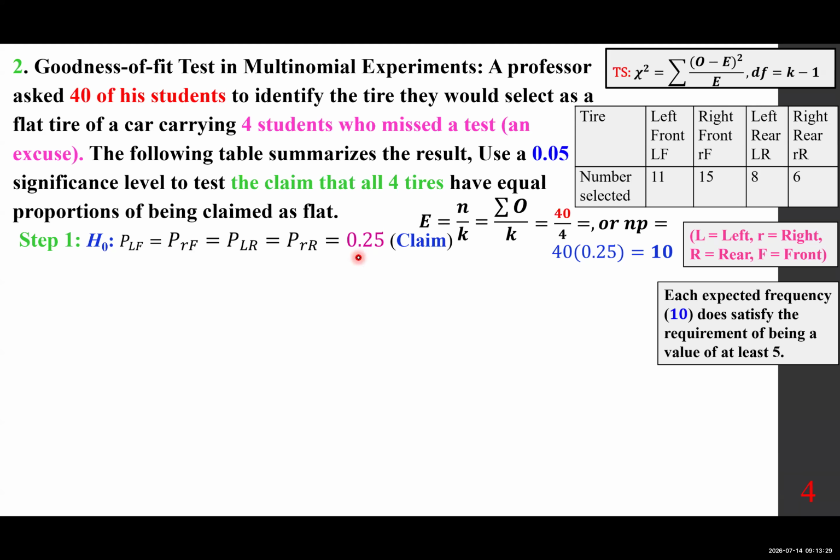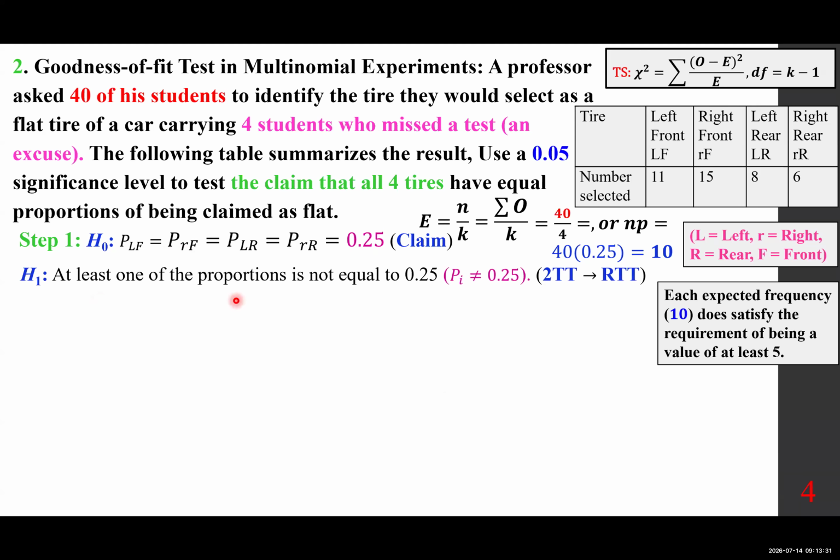H1: at least one of them is different. At least one of the proportions or probabilities is not equal to 0.25. P sub i is not equal to 0.25, which makes it a two-tailed test in general. But remember the restriction of chi-squared, we make this a right-tailed test, but I'll show you both values.